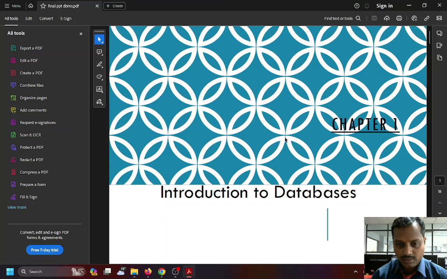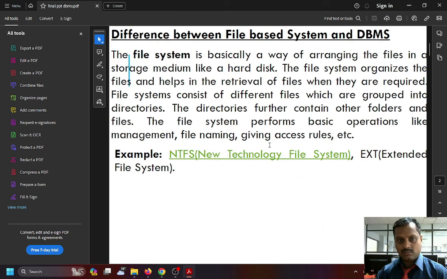Okay, today we are going to introduce one of the open electives introduced, the database management system. So what exactly is the database?